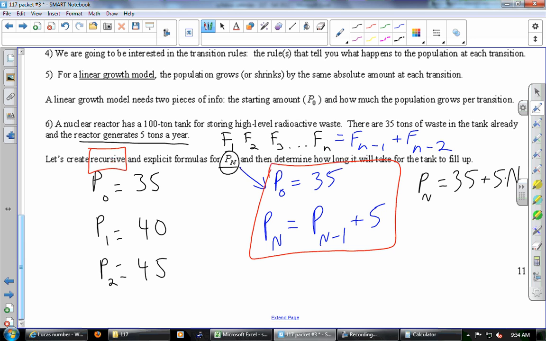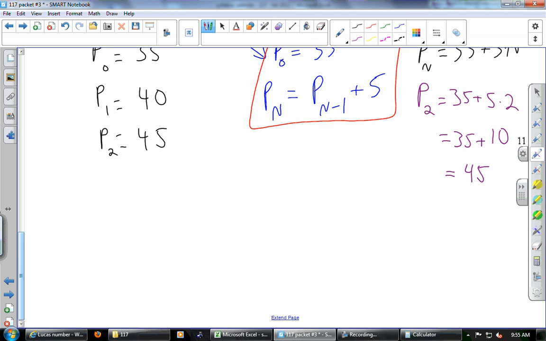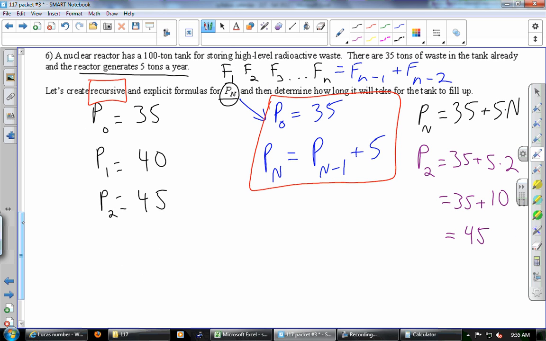So here's what I'd like us to do. Can you guys use this formula to find P2? So instead of n, what number are we plugging in? 2. So plug in n equals 2 over there. 35 plus 5 times 2. Remember the order of operations. Which one do we have to do first? We have to multiply first. So don't do 35 plus 5. You've got to follow the order of operations. So this is 35 plus 10, which is 45. Is that right? Is P2 equal to 45 according to what we listed out here?